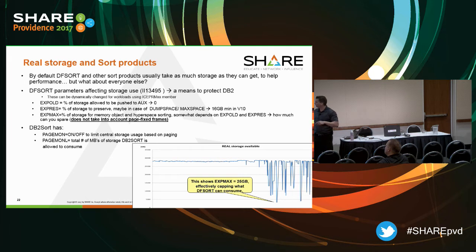If you limit it, for instance, you can also set EXP Pres or EXP Max to limit how much they consume. In this example, the customer wanted to reserve about 5 gig on the LPAR. He set EXP Max to limit how much storage sort can use, right? This same thing would apply to sync sort, DB2 sort, and the other products, right? Just may go by a different name.